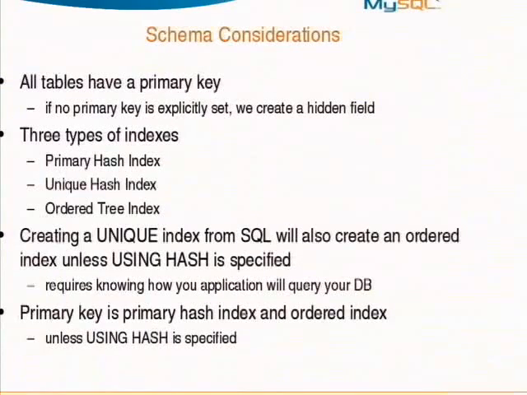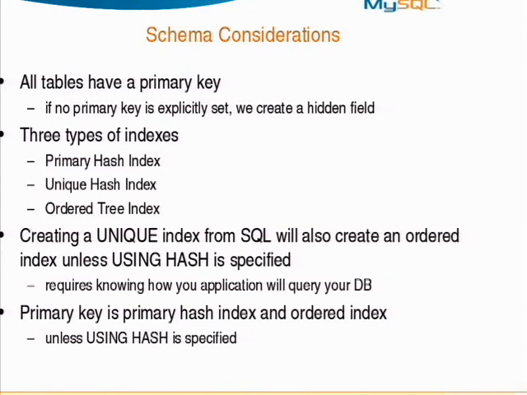So, schema considerations. Internally, all tables have a primary key, and if you don't set one explicitly, we create a hidden one. You can do some real cool tricks with partitioning in 5.1 to get table partitioning across nodes based on things other than the primary key. We have 3 types of indexes: primary hash indexes, unique hash indexes, and ordered tree indexes. Naturally, we've implemented these in 4.1 and 5.0 to optimize for a main memory implementation, so that you don't store your entire key in the index. We just have a pointer, which is a lot more efficient for main memory, because it's costly on disk, but in main memory it's cheap to look up a pointer.